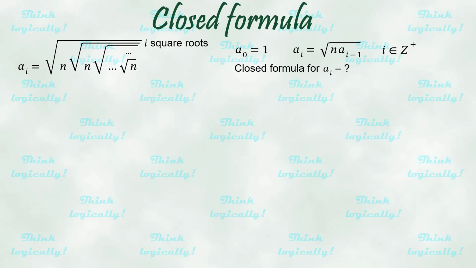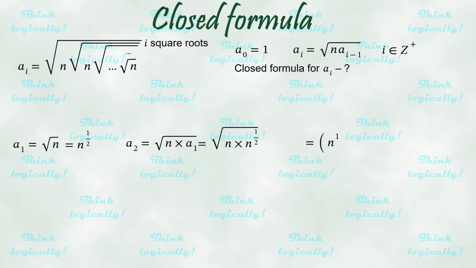Let's start with smaller indices to find the pattern. a sub 1 is just square root of n, or n to the power of half. For a sub 2, we use the recursion formula and substitute the expression for a sub 1. Now we can merge the factors under the square root and replace the square root with raising to the power of half. I deliberately didn't add up the exponents in order to make the pattern more obvious. Next we need to halve each term of the sum, and it looks like the pattern is revealed, doesn't it?